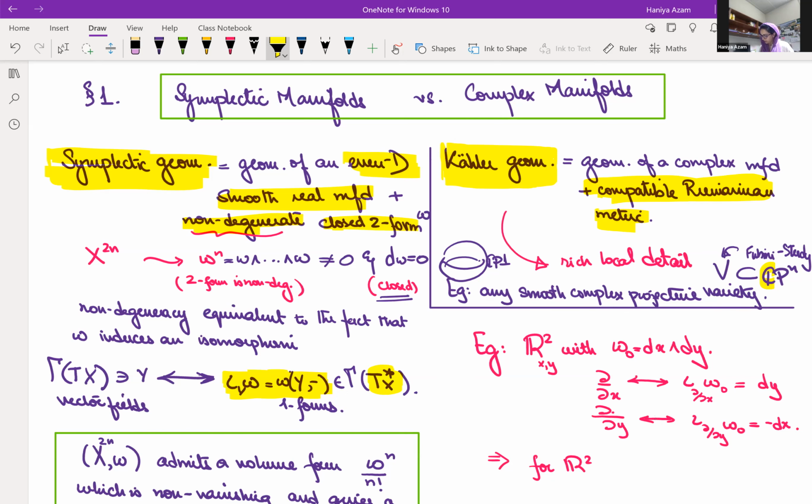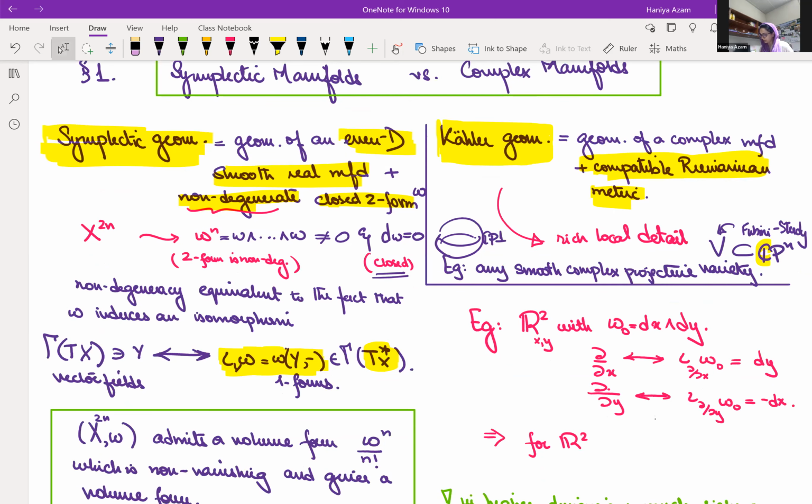All right, so what are the examples? If I look at R^2 with coordinates x, y, we can consider omega naught. The reason I didn't call it just omega is because this is how you denote the standard symplectic form, which is omega naught. This is just dx wedge dy. And here you see this isomorphism at play. One direction corresponds to this contraction, which is the form dy, and the other direction corresponds to this contraction, which is minus dx.